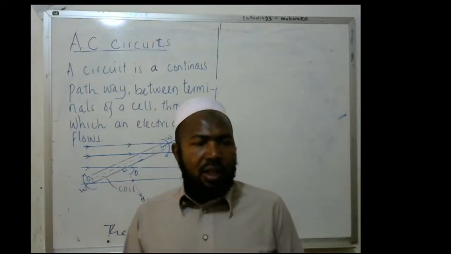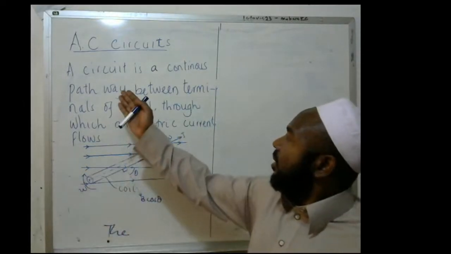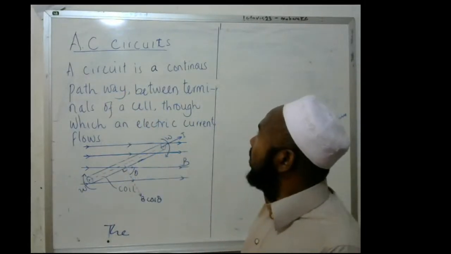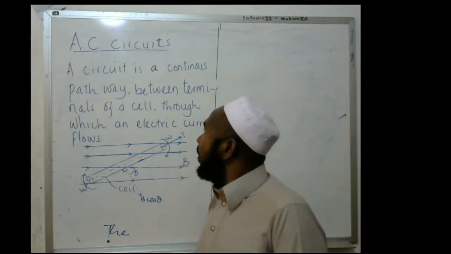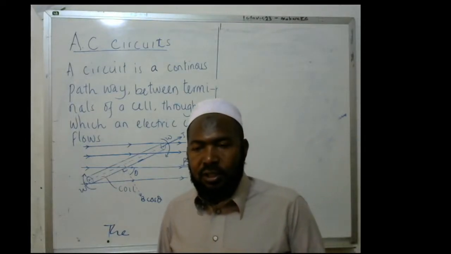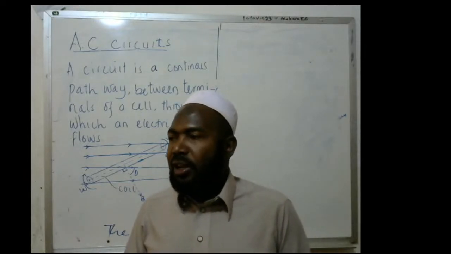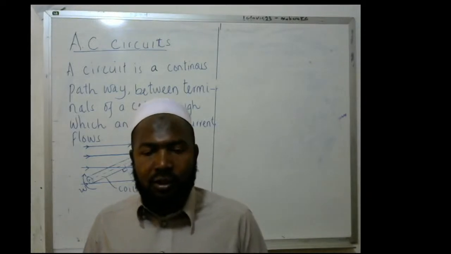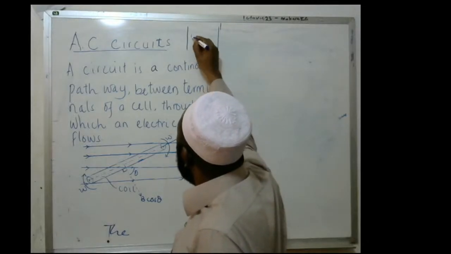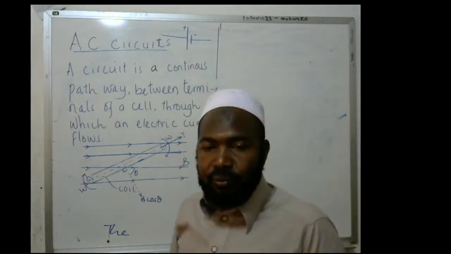Now, what is a circuit? A circuit is a continuous pathway between the terminals of a cell through which an electric current flows. And then we have many types of circuits. But the ordinary circuits that we have: a DC circuit, in which the source is represented by an arrow of this kind. Positive terminal, and that is a negative terminal.